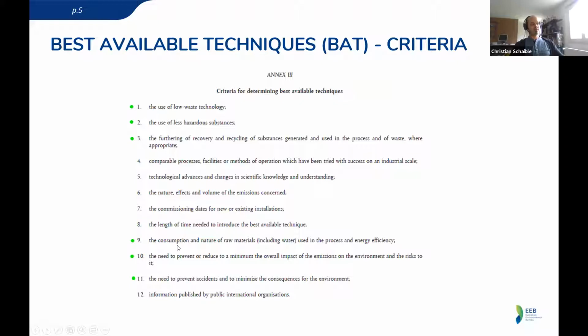Consumption is very important, consumption of raw materials, so water and also energy, plus energy efficiency. And the overall kind of goal, number 10, is to prevent overall impact to the environment. There's a link also to accident prevention, so Seveso 3 for those who know this. So you don't want chemical spills or accidents. So normally this should also be part of the BAT. Well, this is BAT criteria.